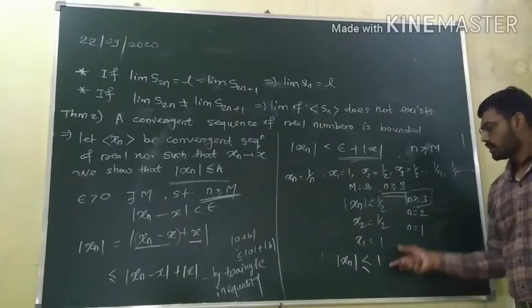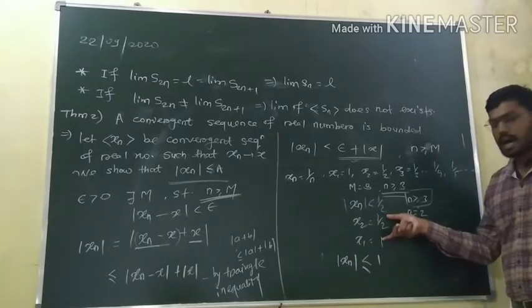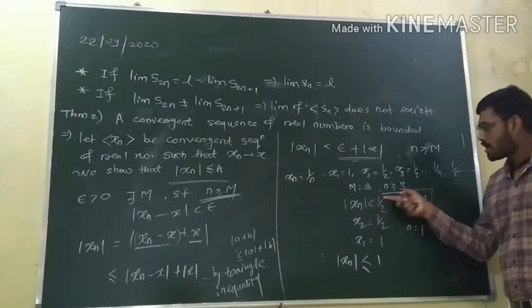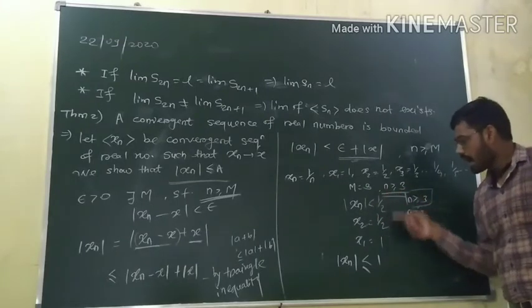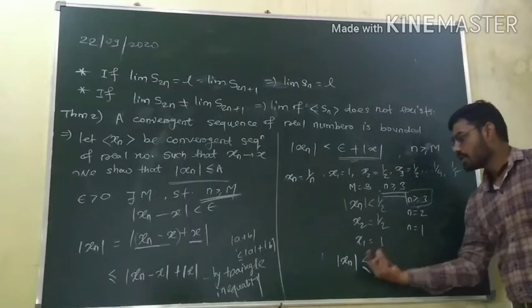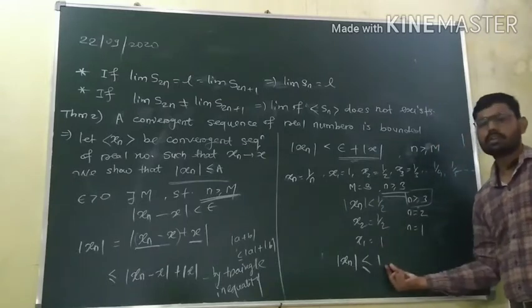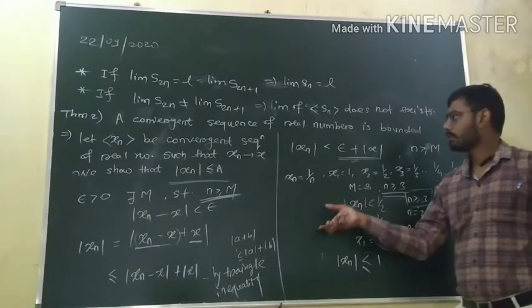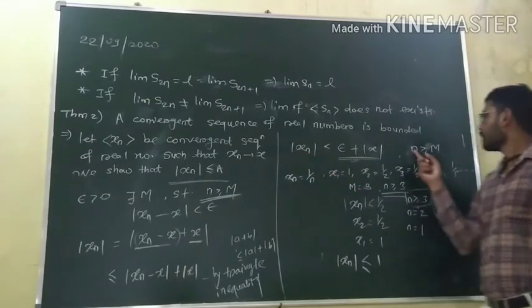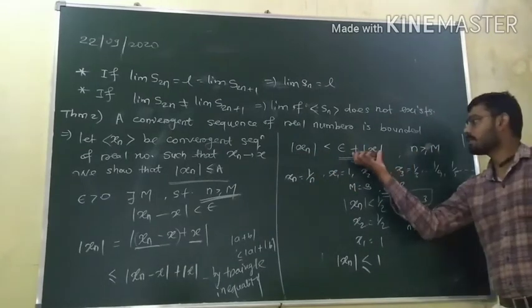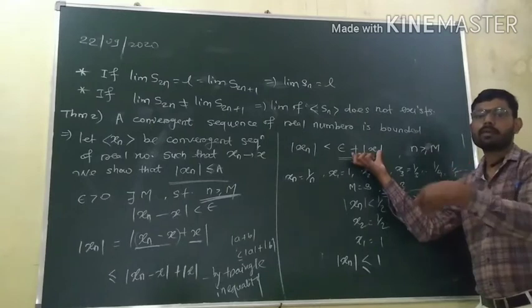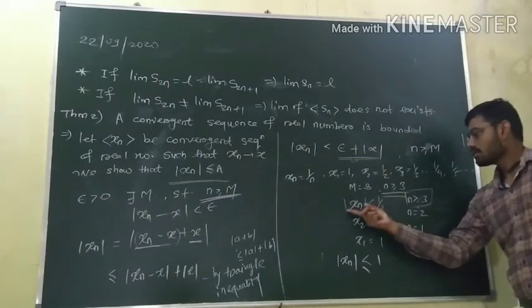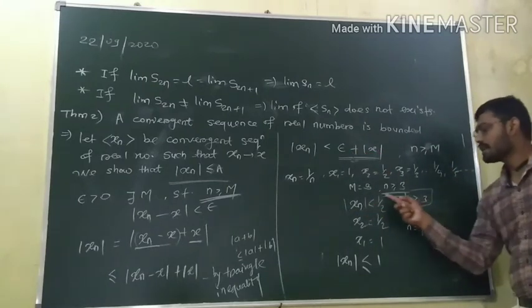So the first two terms are 1 and 1 by 2, and other terms are less than 1 by 2. So the highest term in this xn is 1. So all the terms are less than or equal to 1. This fact we have to use here. Here all the terms whenever n is greater equal m are less than this number. So what about the previous terms?